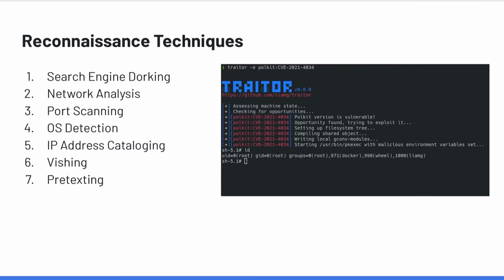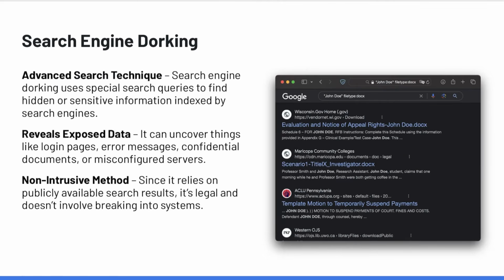So we've got a list of techniques: search engine dorking, which does not involve dorks, but you get the idea; network analysis; port scanning; OS detection; IP address cataloging; vishing; and pretexting. We're going to go through all of these. The first technique we're going to talk about is search engine dorking.